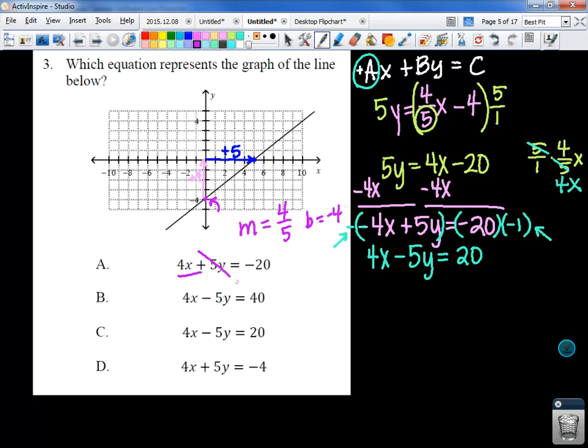4x, that's not minus 5y. 4x minus 5y, that's not 20. 4x minus 5y equals 20. 4x, that's not minus 5y. So it should be answer choice C. So let's take a look and see if we can verify that on our graph.